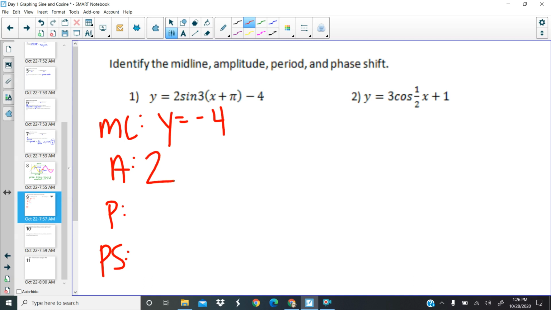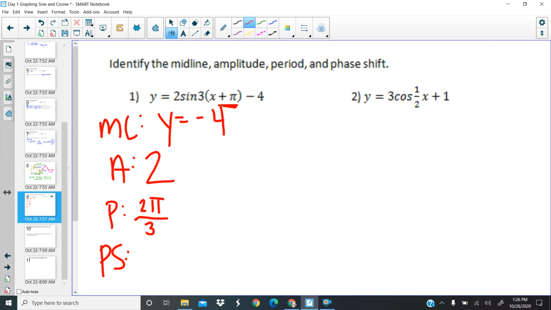So in this case, that's 2. The period is 2 pi over the b value, and in this one, the b value is 3. So that one's just going to be 2 pi over 3. And then for the phase shift, we have plus pi.